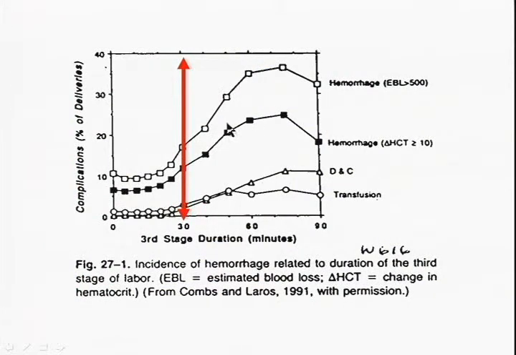This figure shows the complications which can happen with a prolonged third stage. Hemorrhage, D&C, transfusion, and you can see things stay pretty good up until 30 minutes, and after 30 minutes, they really increase. And so we don't want to wait long, do a manual removal, and remove the placenta.